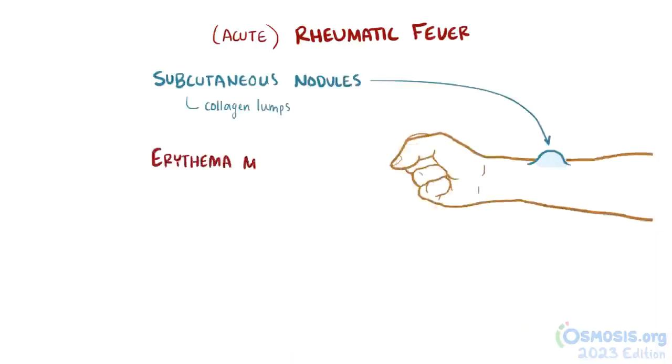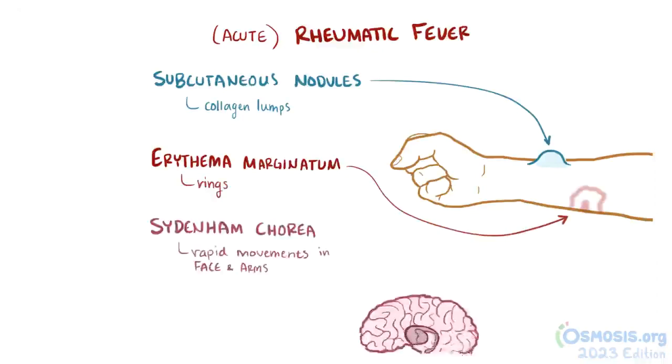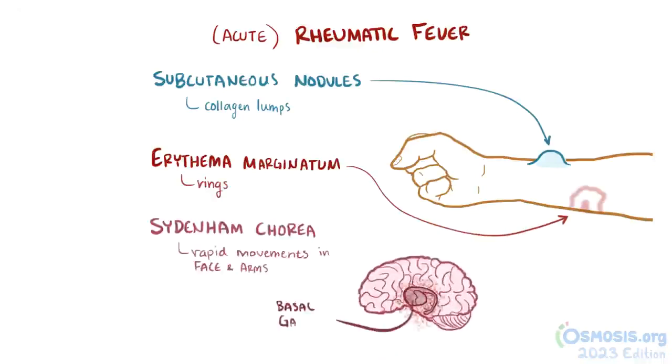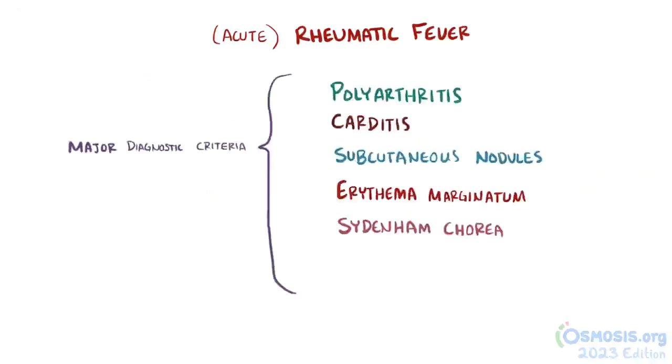They might also have erythema marginatum, this reddish rash that shows up as rings on the arms or the trunk. Also, they could have Sydenham's chorea, which is a set of rapid movements of the face and the arms, from an autoimmune reaction against the basal ganglia of the brain. And this one typically won't appear until late in the disease, at least 3 months after infection. These 5 signs constitute the major diagnostic criteria for rheumatic fever, which are known as the Jones criteria.